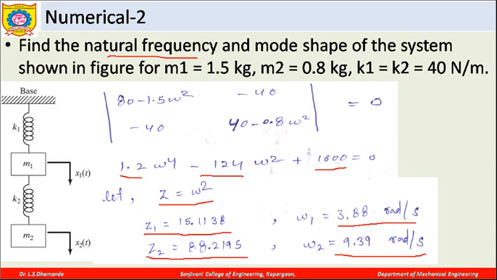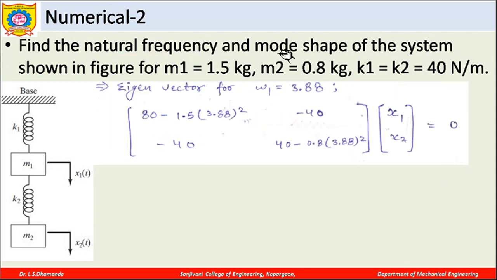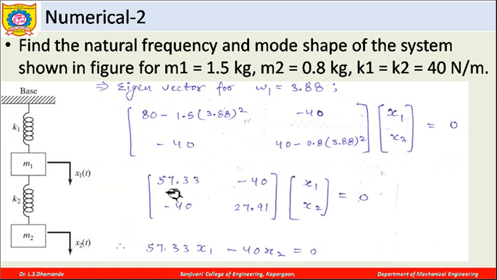Now we will try to find the mode shapes. To get the first mode shape, the first eigenvector, we are going to put the value of omega 1 equal to 3.88 into this equation. So here is the value of omega 1, that is 3.88. If I put this value, after multiplication and subtraction of these two, I will get a matrix like this. It is 57.33, minus 40, minus 40, and 27.91.